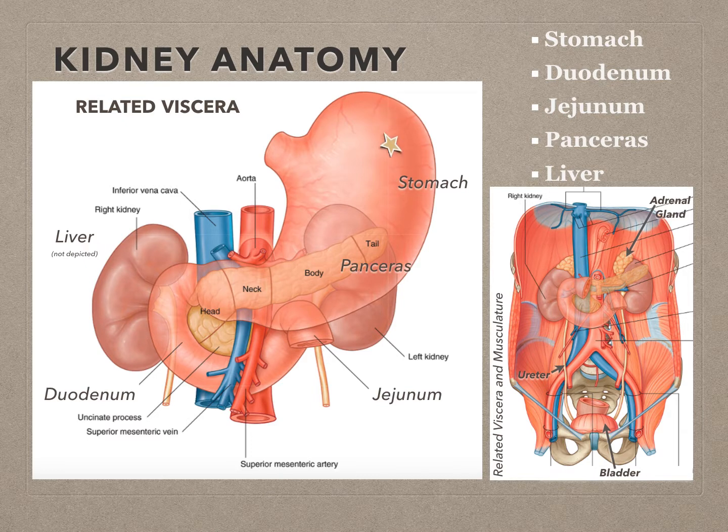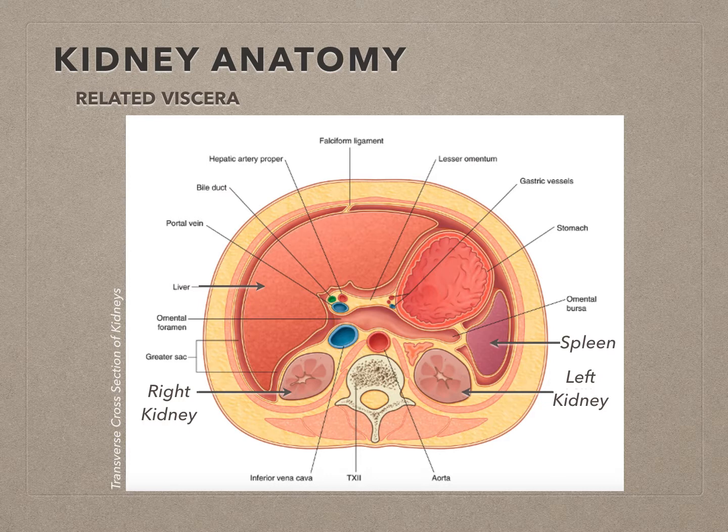The stomach, duodenum, jejunum, and pancreas are all anterior to the kidneys. The smaller image on the right shows how the kidneys rest adjacent to the posterior abdominal wall within the abdominal thoracic cavity in relation to the muscles, viscera, and great vessels.